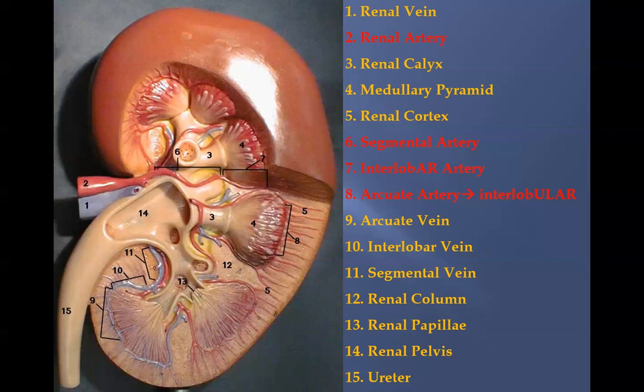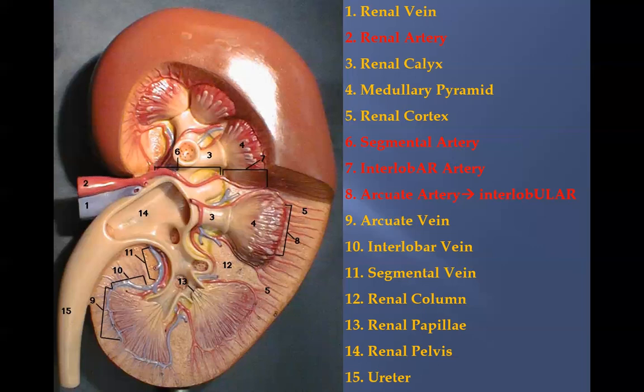Okay, so a normal kidney's outer surface is smooth, shiny, dark brown. The outer area is called the cortex. The inner one is called the medulla. And then we have the calyces, renal pelvis, and the ureter.